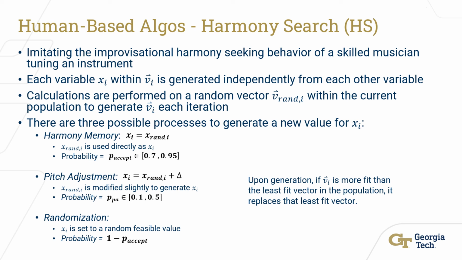These three processes are: 1. Harmony memory, where the element from the random vector is used directly in the new vector. 2. Pitch adjustment, where the element from the random vector is modified slightly then used in the new vector. And 3. Randomization, where the element from the random vector is ignored and the element in the new vector is chosen randomly. Upon generation of this new variable vector, its fitness is compared against the fitness values of the population. If it is more fit than the current least fit vector in the population, it replaces that least fit vector. This algorithm is particularly adept at solving discrete problems, such as those found in the combinatorics of product planning.